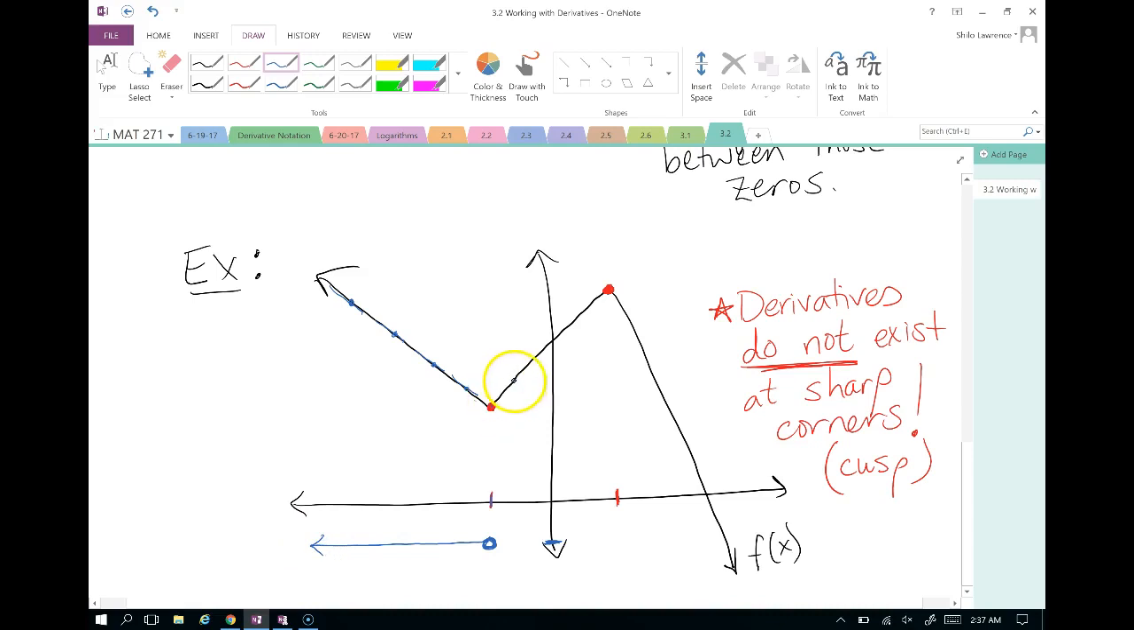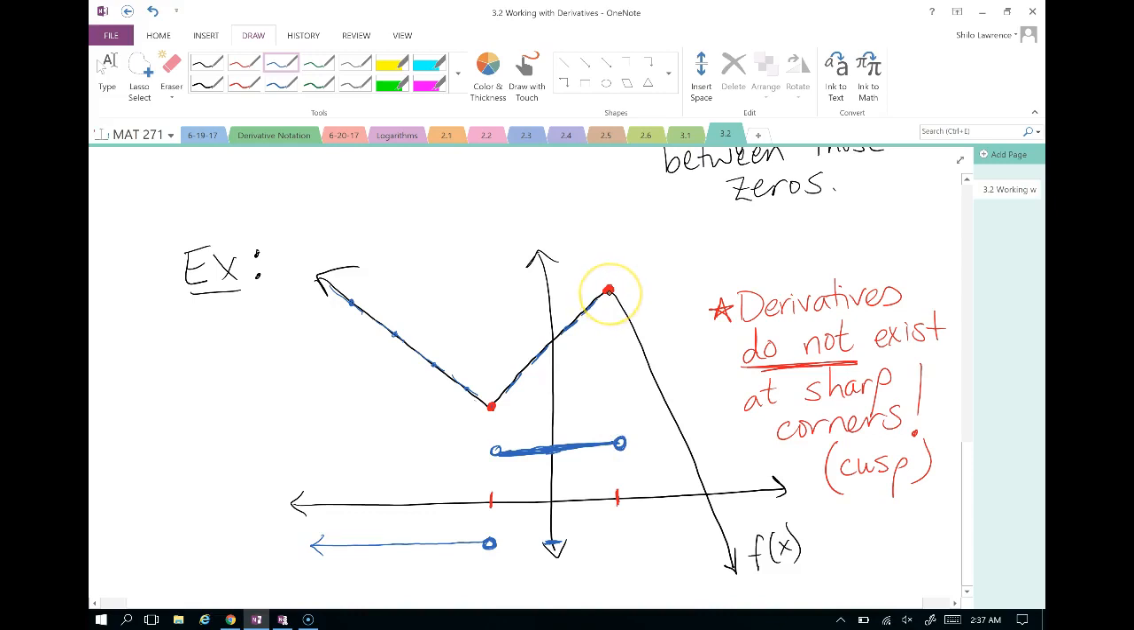Now, after the sharp corner, my slopes jump to, it looks like maybe +1. And they stay consistent because it's a straight line. So if this is +1, my slopes jump to +1. And they're going to do that and stay there until they get to my other sharp corner. All the slopes are exactly the same for that middle section.